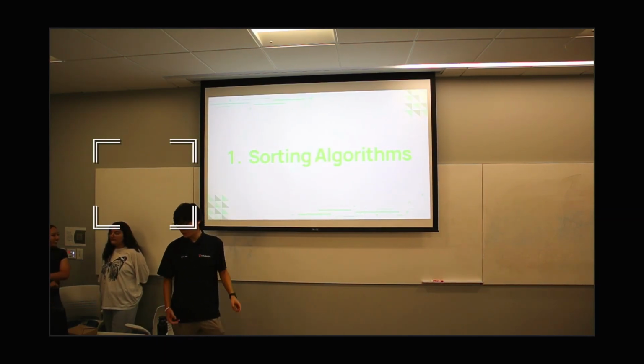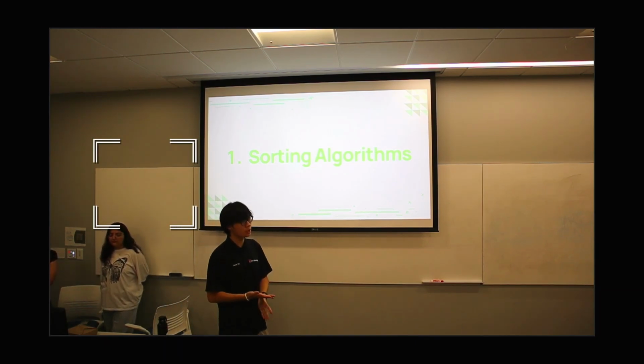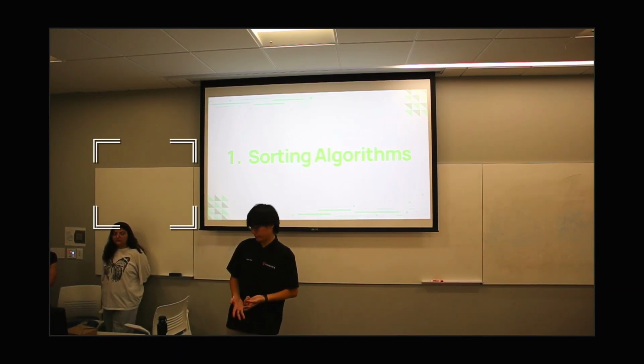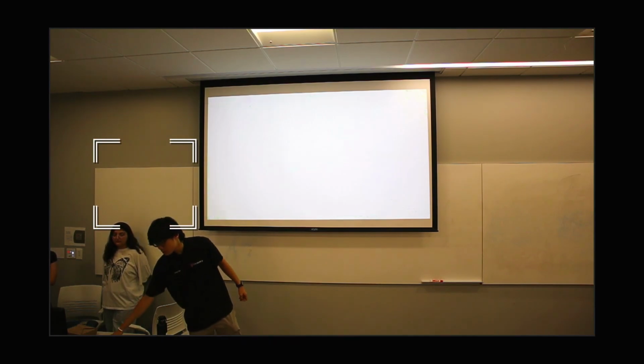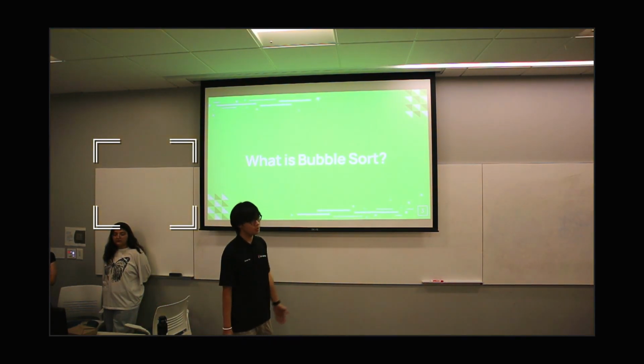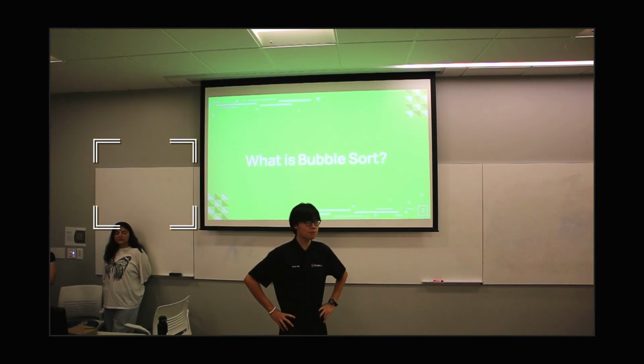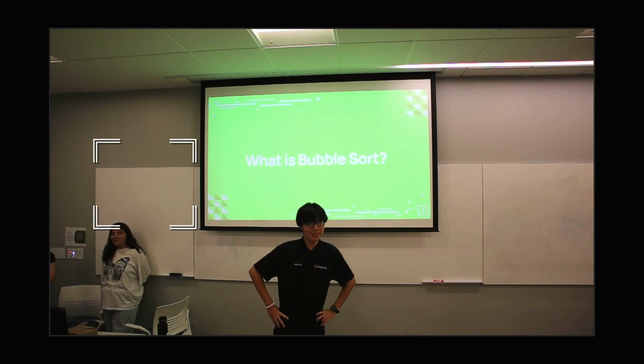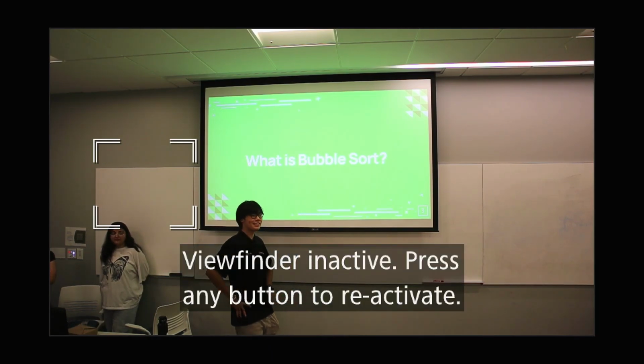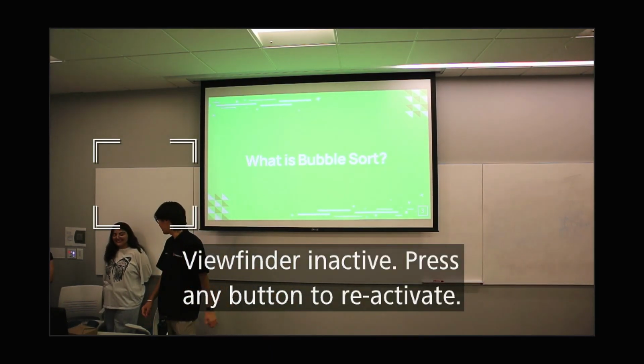So we're going to be covering bubble, insertion, selection, heap, as well as merge and quicksort. Okay, so first let's start with some simple things. So what is bubble sort? Does anyone know what a bubble sort is? Anybody?